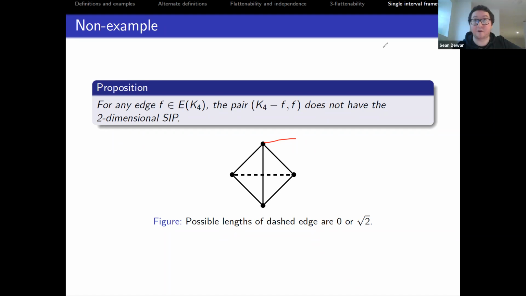Yeah. So if the configuration space is just a single loop, then that framework will have the single interval property. But you've got to make sure that every framework has the single interval property, I guess. It's kind of the idea. But yeah, having a single loop is fine.